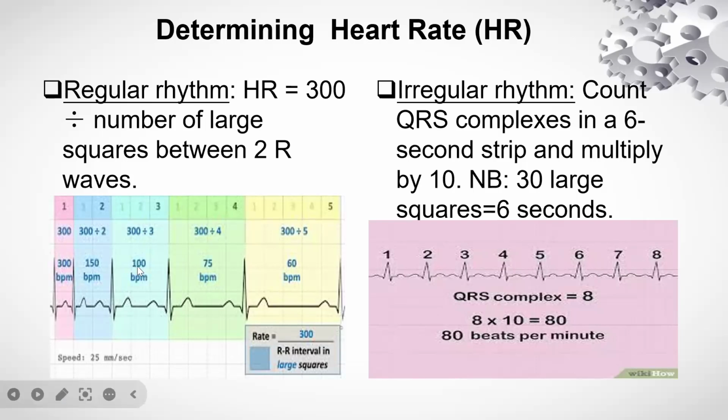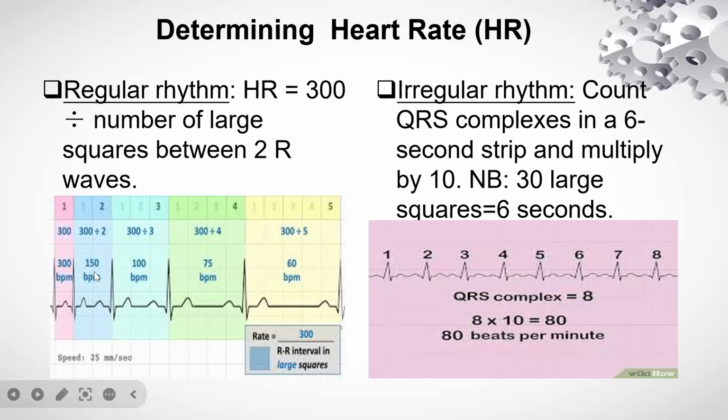I hope you can see it. Okay, look at the space between the 2 R waves. Look at this one: 1, 2, 3, 4, 5. So you divide 300 by 5, so the heart rate is 60.